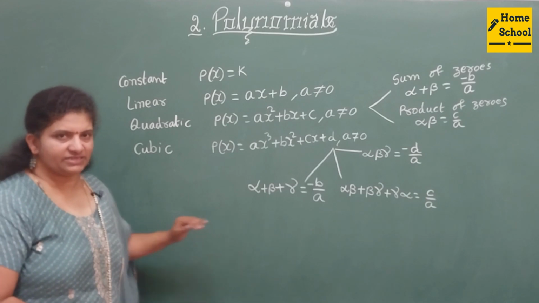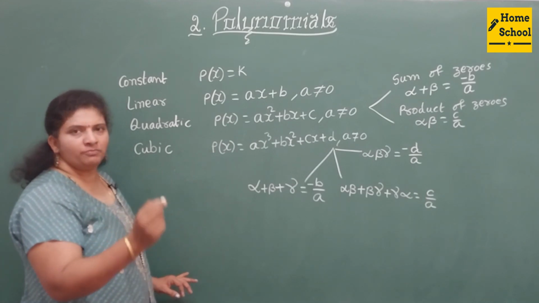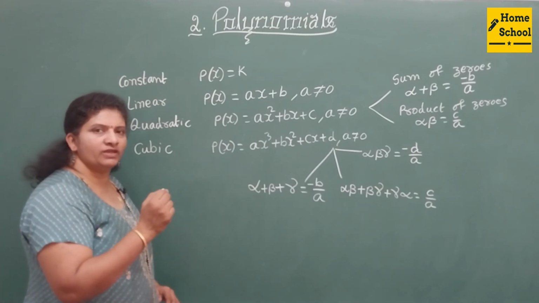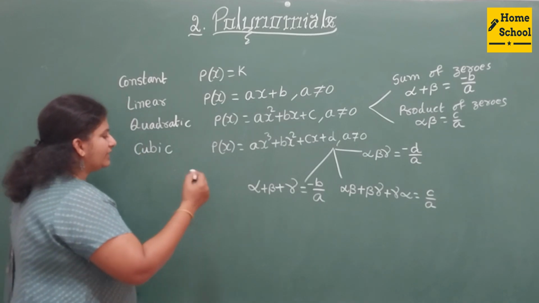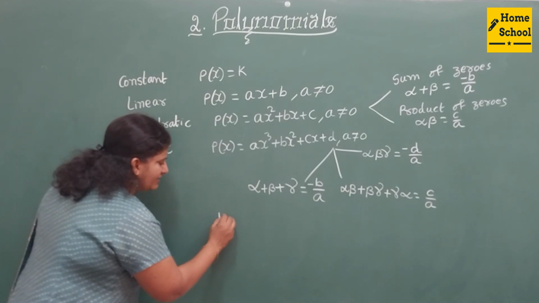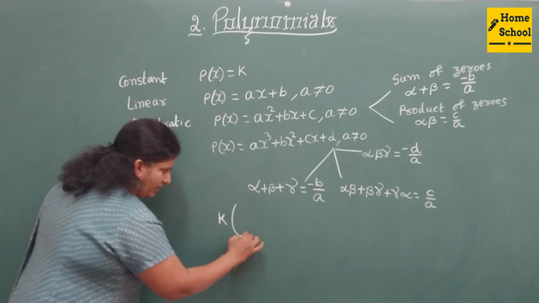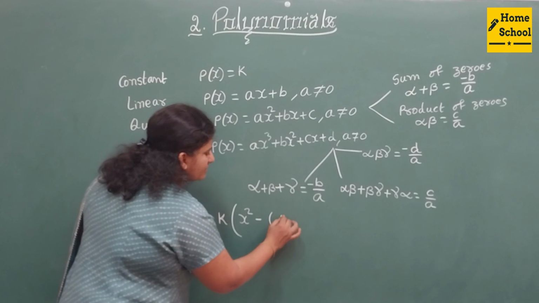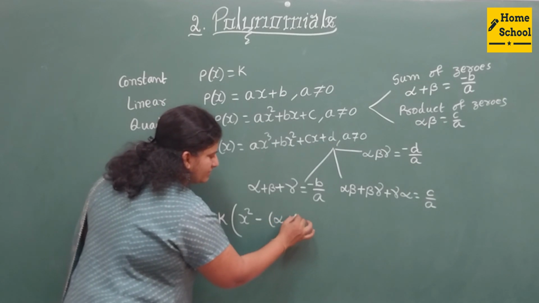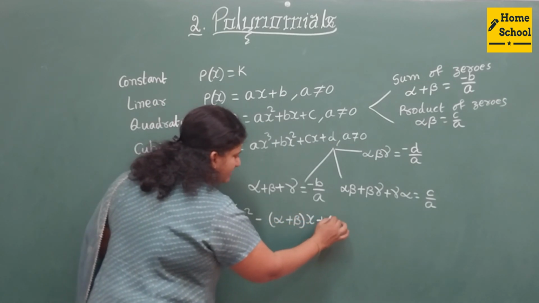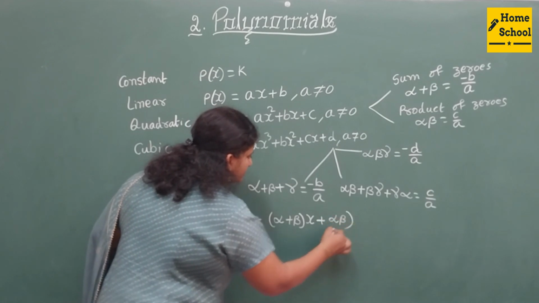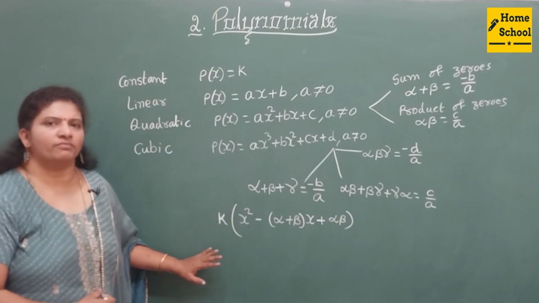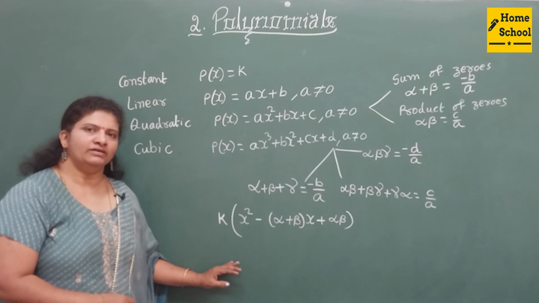And now last, if you know the sum and product, how will you form the quadratic polynomial? There is another formula: k, where k is real, times x² minus (sum of zeros) times x plus product of zeros. If you remember all these formulas, we are going to start the chapter.